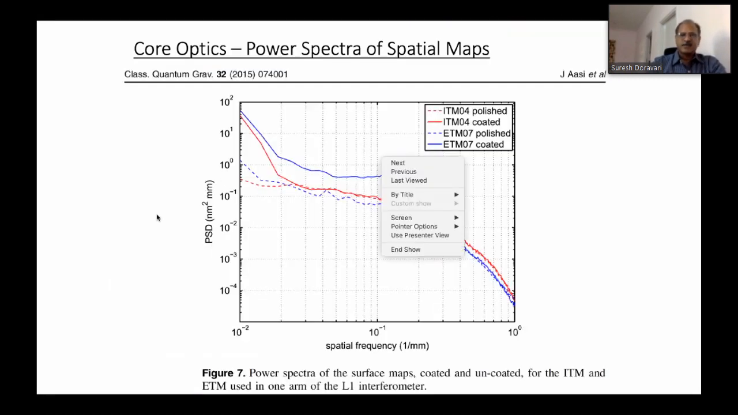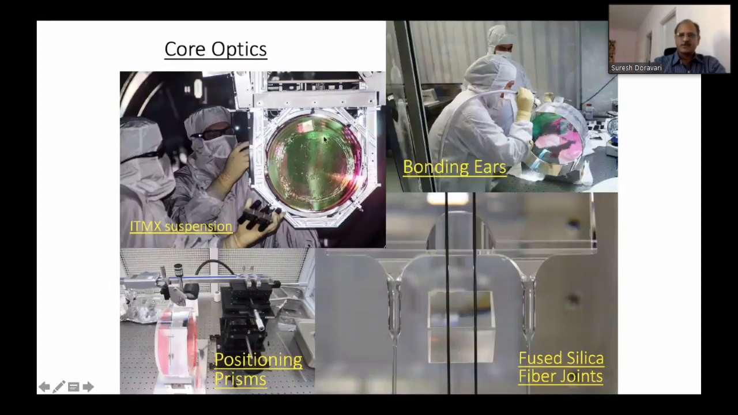The optical surfaces here are better than, if you were to ask what is the difference of this optic from the ideal surface from one end to the other, it is less than a nanometer. It's a few atoms off in accuracy.